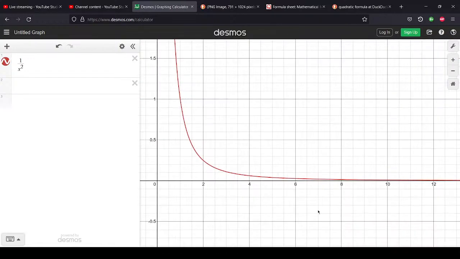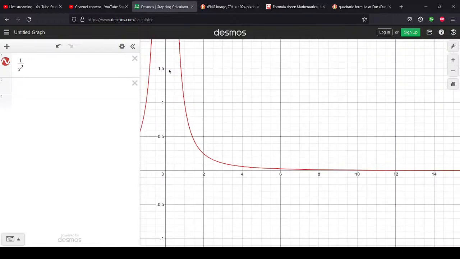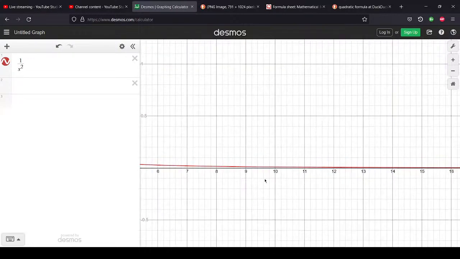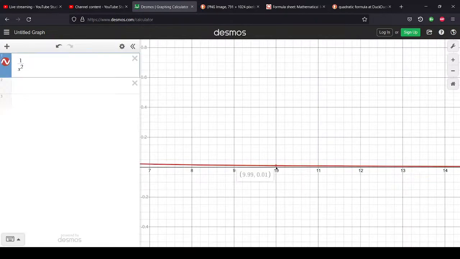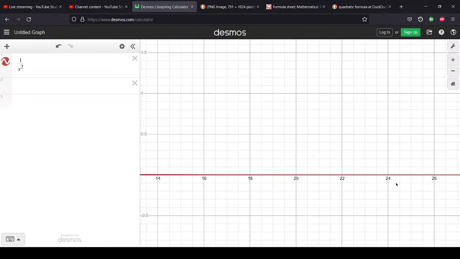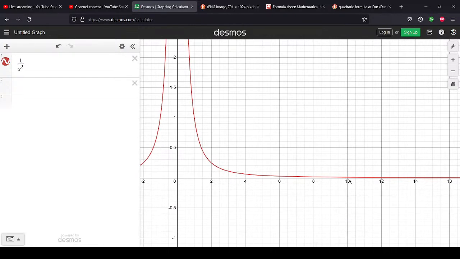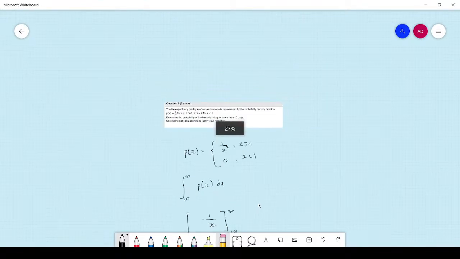Right, so what we just found there, we computed the integral, so the area under this curve, but only from 10, this tiny little sliver here, all the way to infinity. So obviously I can't scroll over to that. So we just found the area under this curve between 10 and infinity, and that should give us the probability that the bacteria would live for more than 10 days. Okay. Let's have a look at the next question. So that should be it for this question.